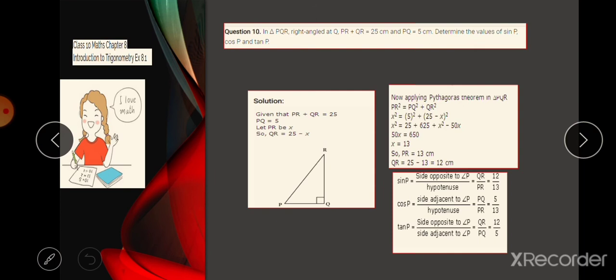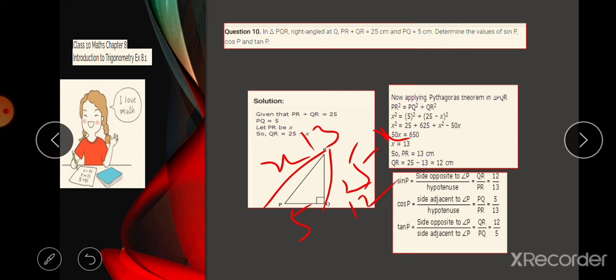Now the last question. Here given PR plus QR equal to 25. PR plus QR, these both are 25. Okay. And then PQ equal to 5. PQ is given 5. Let the hypotenuse be x. Then this will be 25 minus x. Then use the Pythagoras theorem. You'll get x as 13. This is 13, then 25 minus 13 is 12.